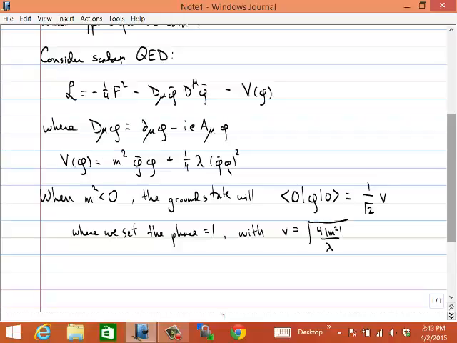So if this gauge field weren't in the game, then what would happen is you would have a massless degree of freedom, which would essentially be the phase of phi. And if you were to expand phi, say, in terms of two real fields, one of which I'll call rho, and the other of which I'll call chi.